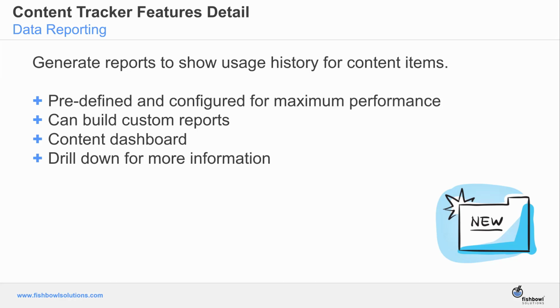This data can then be viewed and drilled down into. For example, if you're looking at the top or most popular content items to report on, the document name is included as a link. You can then click on that link to see access details for that item.